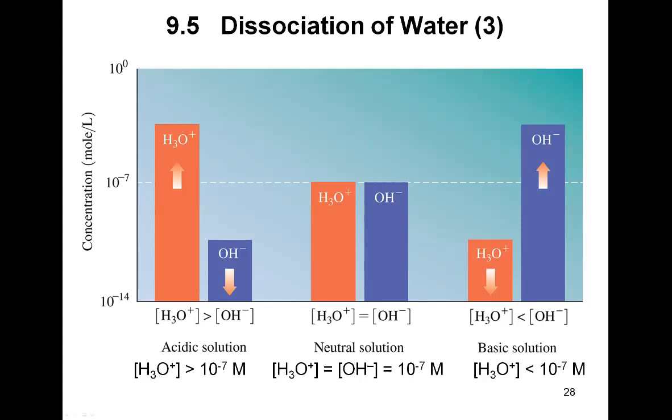So you need to remember these classifications of the solutions. Whenever the hydronium ion concentration is larger than 1 × 10^-7 molar, it's an acidic solution. When the hydronium and hydroxide ion concentrations are both equal to 1 × 10^-7 molar, it's a neutral solution. And when the hydronium ion concentration is less than 1 × 10^-7 molar, it's a basic solution. This you have to remember, it's not in your yellow packet. So remember that.